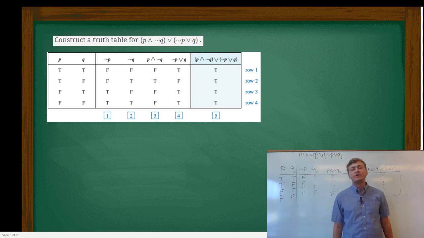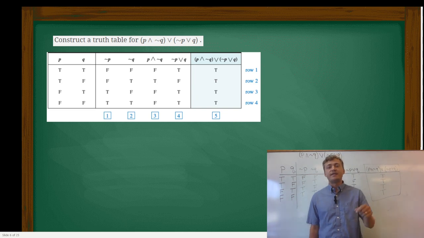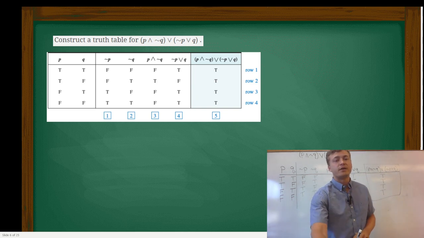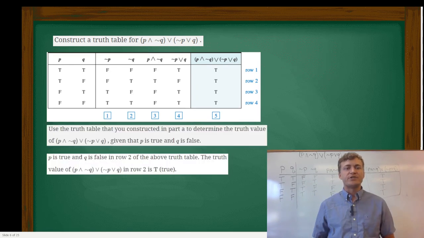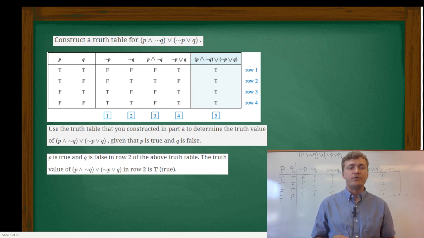Well, what we're going to define momentarily is what is called a tautology. A tautology is a statement that ends in all true statements. So here, that's what we're getting, a tautology. And of course, if we're asked to use the truth table to determine the truth value for when P is true and Q is false, we're looking at row 2. And as stated before, all outcomes are true. So therefore, the truth value in row 2 is true.